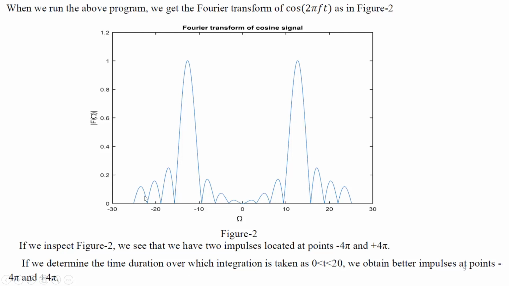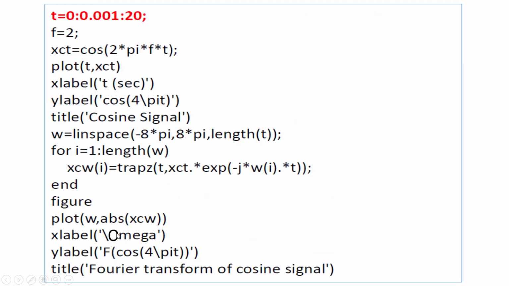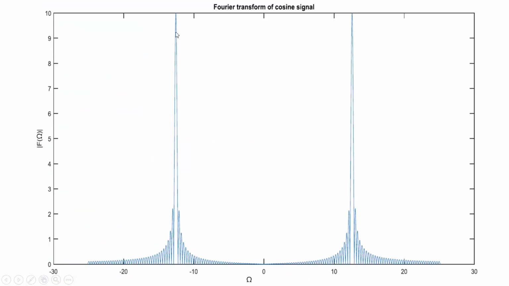That means if we increase the time steps, you can see that if you change the code, earlier the time range was from 0 to 2, now we go from 0 to 20, with a step of 0.001. If we run this program, right, you will get better peaks at 2 points, minus 4 pi and 4 pi. These will be the peaks.